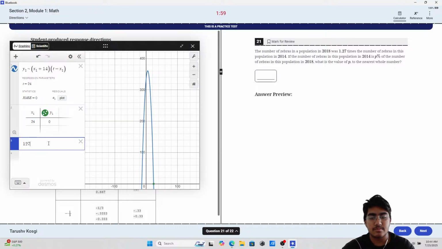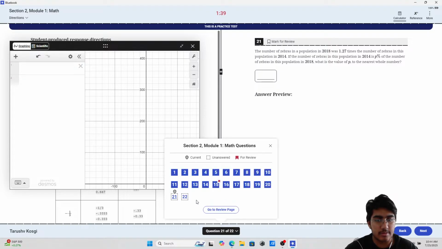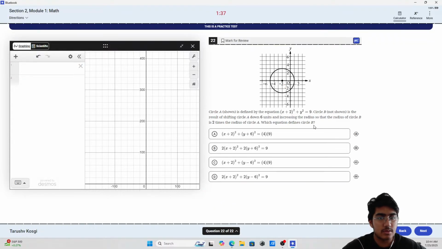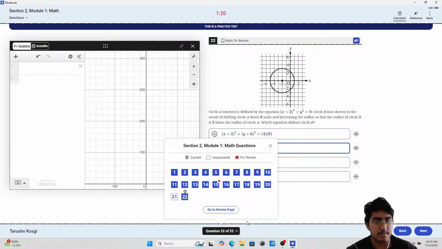So 127% of x. So I got 2 questions left and 1 minute left. Gotta lock in. Circle here. The radius r squared. So radius is 1, 2, 3. 3 squared is 9. Yeah, I'm gonna go with that.